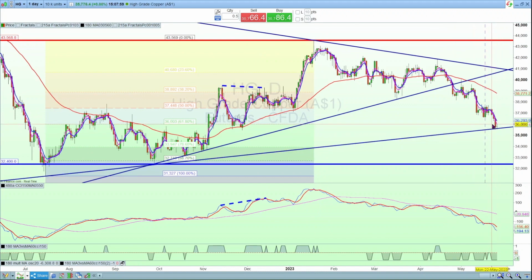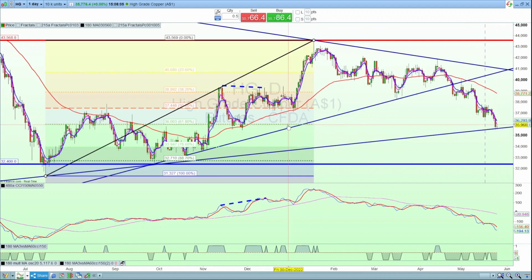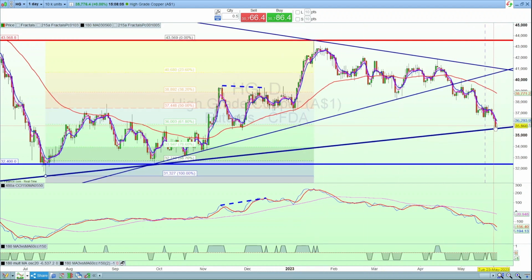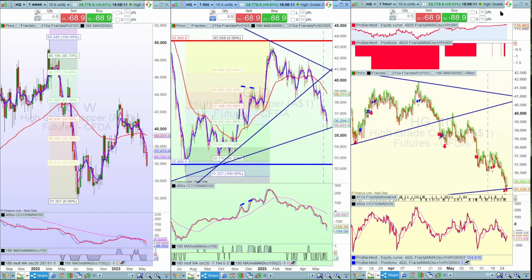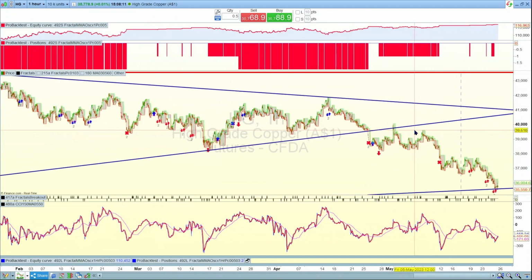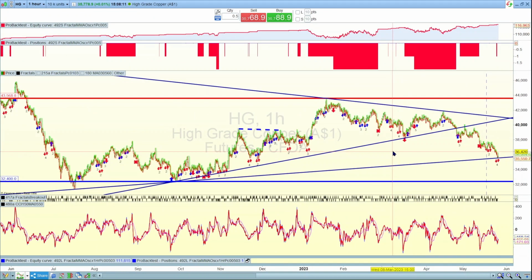Again, as I said in the previous chart, that is a key area, so it may bounce from there possibly, or if it breaks through this trend line and below the 61%, then it's going to be a bearish outlook for high-grade copper. And on the hourly chart, if I zoom out, I've got here a couple of things.